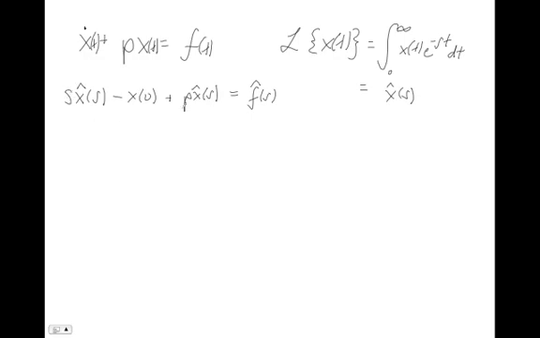Now this alone is kind of cool, but it's not super useful. But the really, really huge win with Laplace transforms is what happens if we assume x at 0 is equal to 0. If we're willing to make that assumption that the initial condition is 0, then this equation simplifies to this equation.